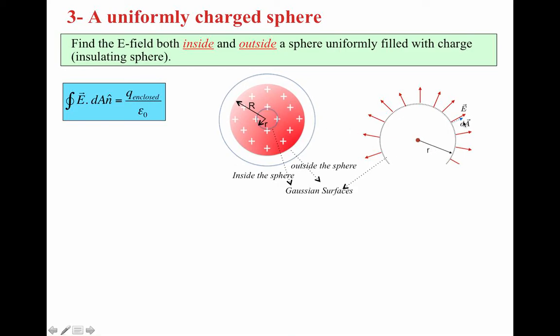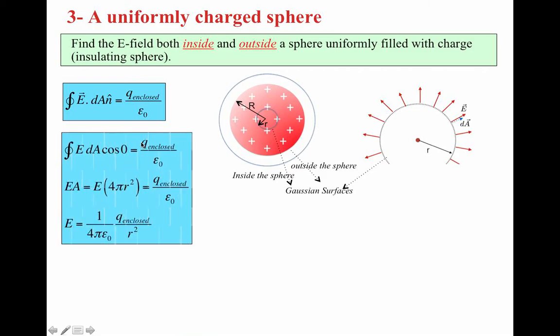Now you should notice here that the angle between E and dA is 0, so when I take this, it will be E dA cosine 0, which is 1. Okay, so let's do it in general.